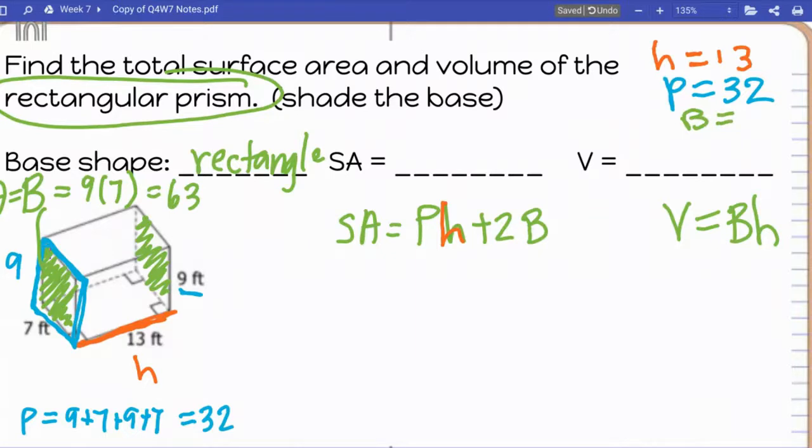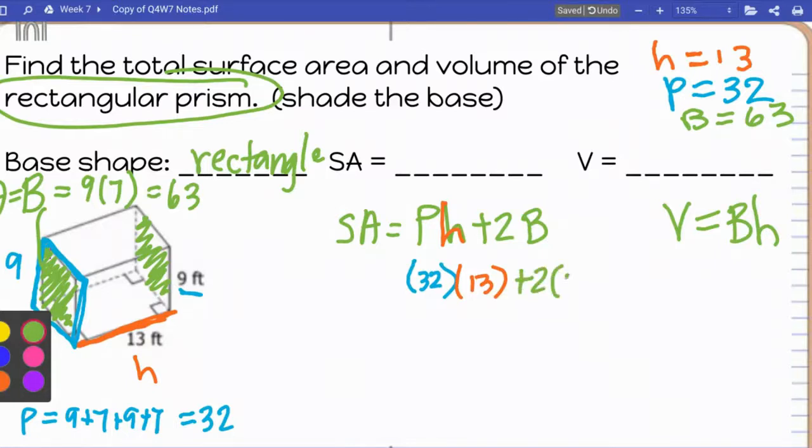So now we know all the parts of this thing. If we want to find total surface area, we just take all the sides. We can find the area of all the sides and add them together, or you can use this formula, which is perimeter, which is 32, times the height of the prism, which is 13, plus 2 times area of the base, which is 63. This will give us total surface area.